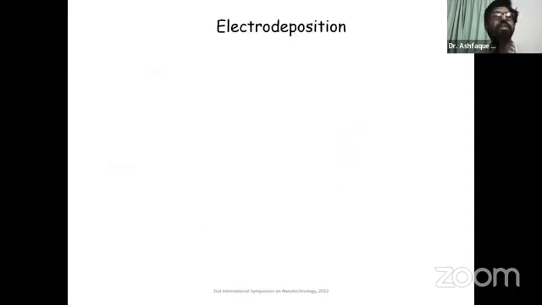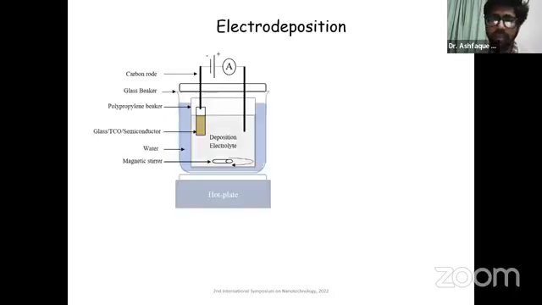Then comes the idea of electrodeposition. Electrodeposited solar cells can be a very affordable way, especially for developing countries like us. And the technique is quite simple. I sometimes oversimplify it, saying that we can literally make solar cells inside a beaker, or if I say it in the local language, inside a balti.